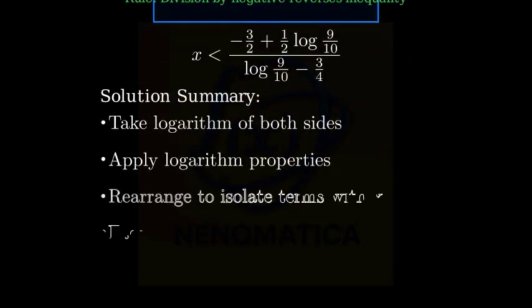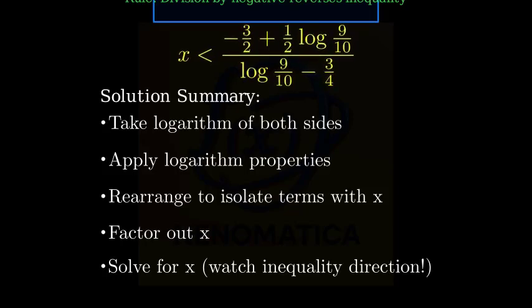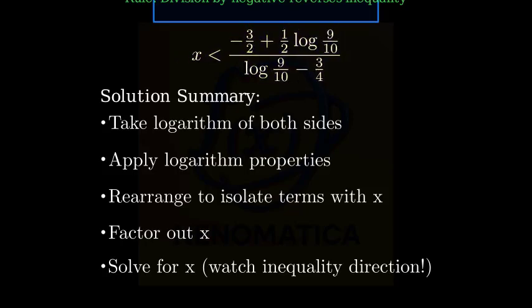In conclusion, we've solved this exponential inequality by, first, taking the logarithm of both sides to handle the exponential terms. Second, using logarithm properties to simplify the expression. Third, rearranging terms to isolate the variable x. And finally, solving for x while being careful about the direction of the inequality when dividing by a negative number. This approach can be applied to many types of exponential inequalities.